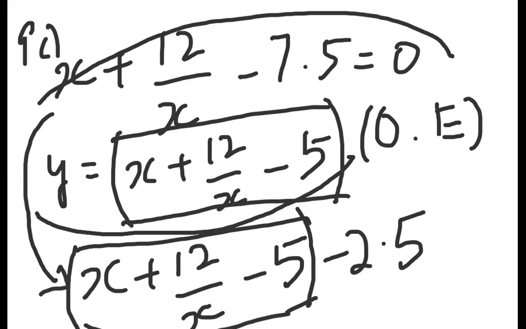So now y equals x plus 12 over x minus 5. The one below is x plus 12 over x minus 5 minus 2.5. I want to make it into the original equation. This one is minus 7.5, right? Minus 7.5 is made up of minus 5 and minus 2.5. Correct?